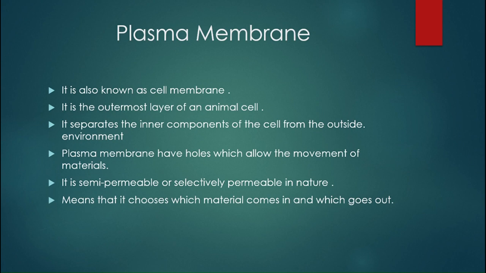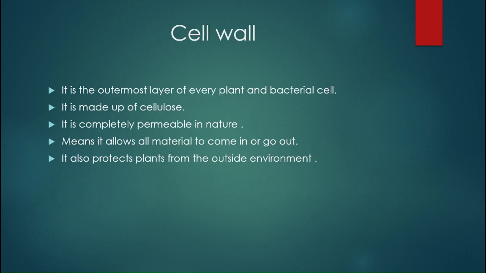Since the plasma membrane is the outermost layer, it separates the animal cells from the outside environment, and it also helps in the transfer of material from the outside environment to the inside, because cells also need different materials for surviving.